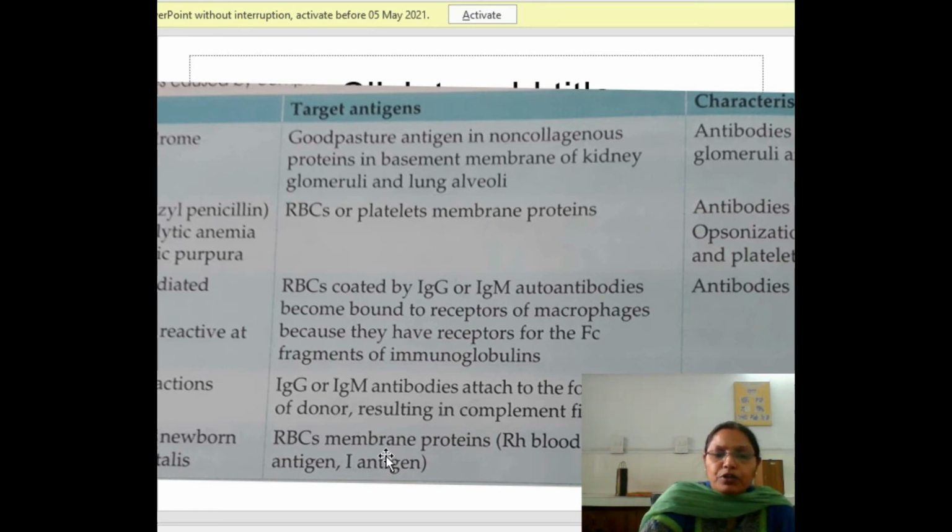In hemolytic disease of the newborn, the target antigens are the RBC membrane proteins, the Rh blood group antigen or I antigen, and there is opsonization and phagocytosis of the RBCs, resulting in hemolytic disease of the newborn.